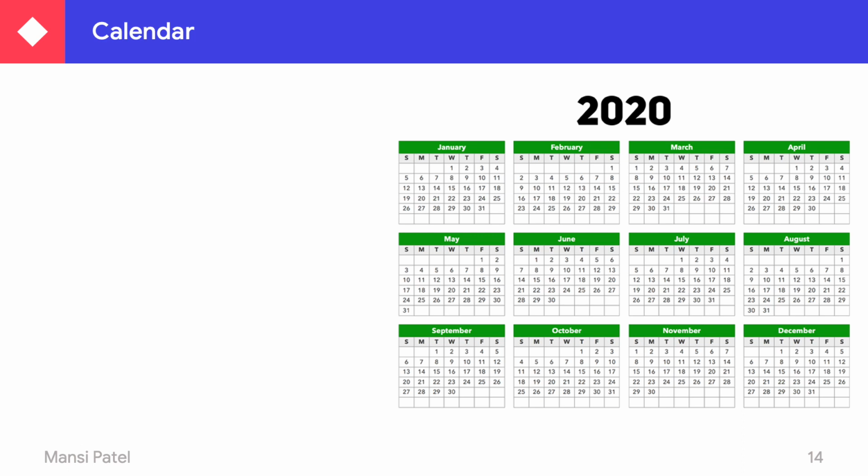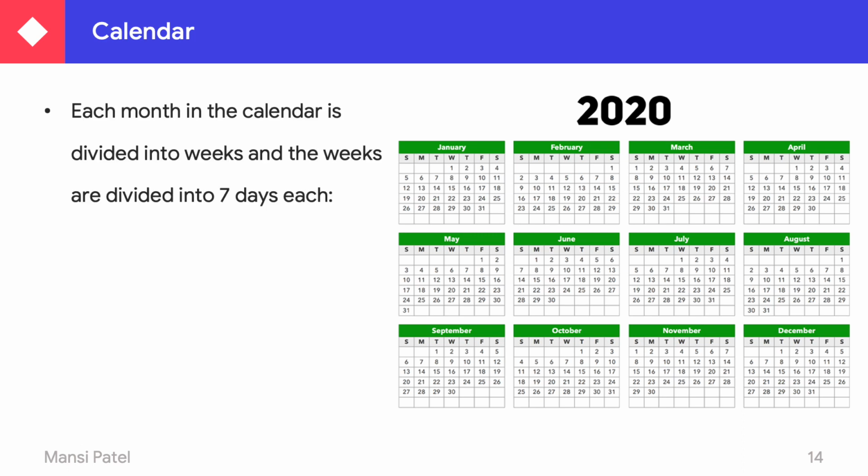See here, you can see the calendar of our current year, that is 2020. In the calendar, you can see the year as well as the month and the days, and also the dates of a particular month. Each month in a calendar is divided into weeks. So you can see here the calendar divided into 12 parts. It is known as month. When a month is divided into different parts, it is known as weeks.